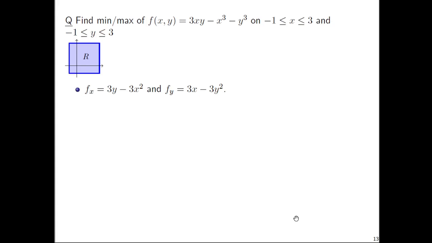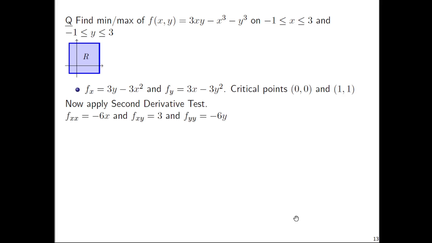Okay, so those are our partial derivatives again. We have these two critical points, (0, 0) and (1, 1). Now let's apply the second derivative test. So we'll compute some second derivatives. Look at the discriminant, right? So the determinant of -6x, and then 3 is copied in two places, -6y. So this ends up being -6x times -6y, which is a positive 36xy, then minus 3 times 3, which is 9.